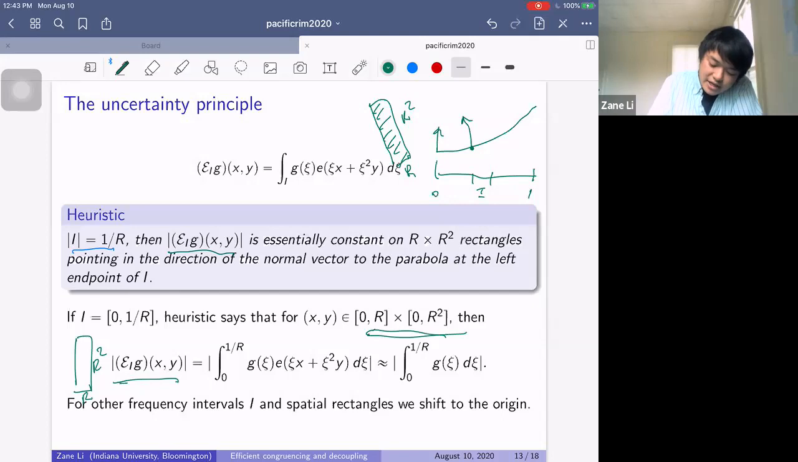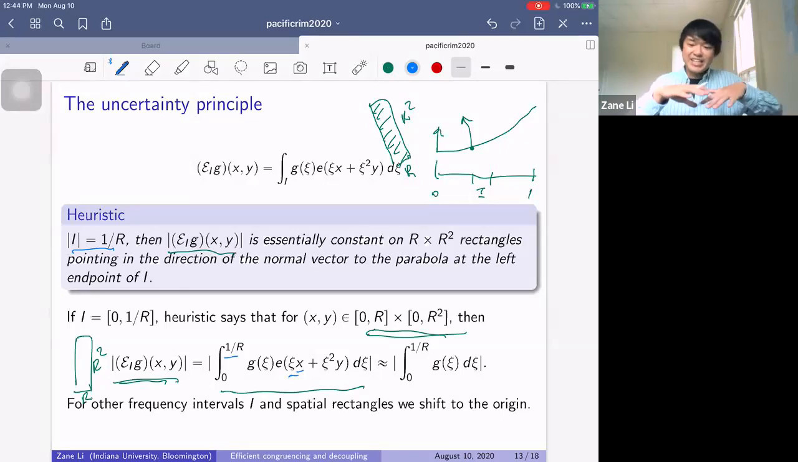Well, we take our extension operator. We can write it, this is just using the definition. And okay, so ξ is of size 1 over r, x is of size r, so ξ times x is of size 1. That means e to the ξ times x doesn't oscillate so much. So let's just pretend it doesn't oscillate at all, and just cross it out. Similarly, ξ squared is of size 1 over r squared, y is of size r squared. So ξ squared times y also doesn't oscillate so much, so we'll just pretend it doesn't oscillate at all and cross it out too. So we've just crossed out all the oscillation for convenience.